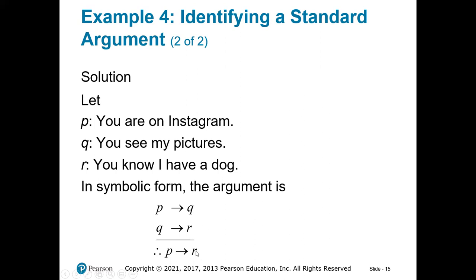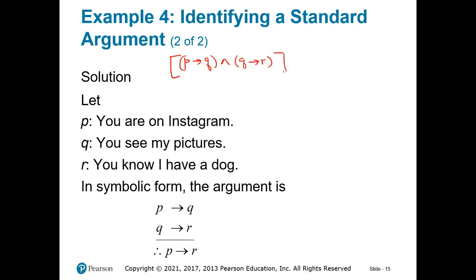So is this valid or invalid? There are 2 ways to do this. If you recognize that this is one of the previous laws, and it is, then you don't have to do the truth table. If not, we can do the truth table. Well, how are we going to do the truth table? We have two premises. So here's the first premise. You're going to do the truth table of P implies Q and Q implies R.